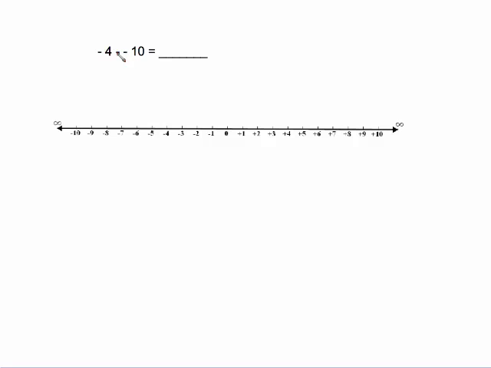All right, now I have two minuses in a row, and I can still think about the number line in terms of negative 4 is where I start. The minus would tell me to go to the left, but this right here, the minus 10 says go in the opposite direction. So instead of going left, I need to go right 10 spaces. So 1, 2, 3, 4, 5, 6, 7, 8, 9, 10, and I land on 6. So negative 4 minus negative 10 is equal to positive 6.